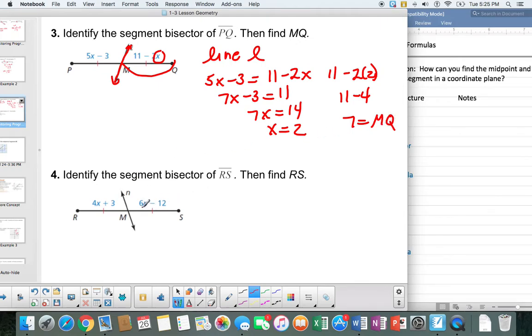Identify the segment bisector. This is the segment bisector. It's going through the midpoint. The answer is line N. And we go through the same process, setting the distances equal to each other.